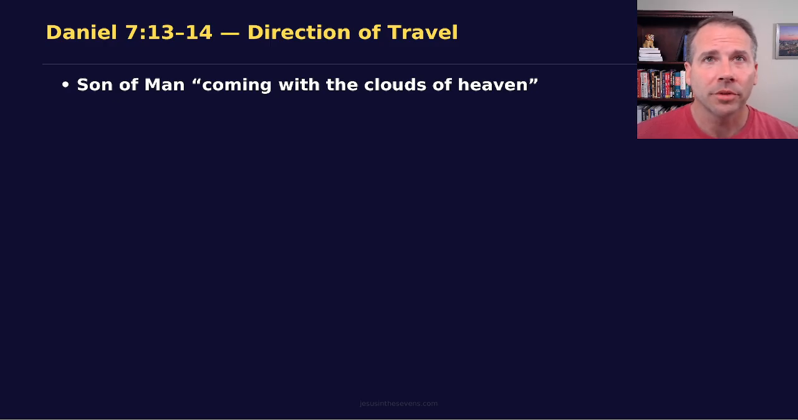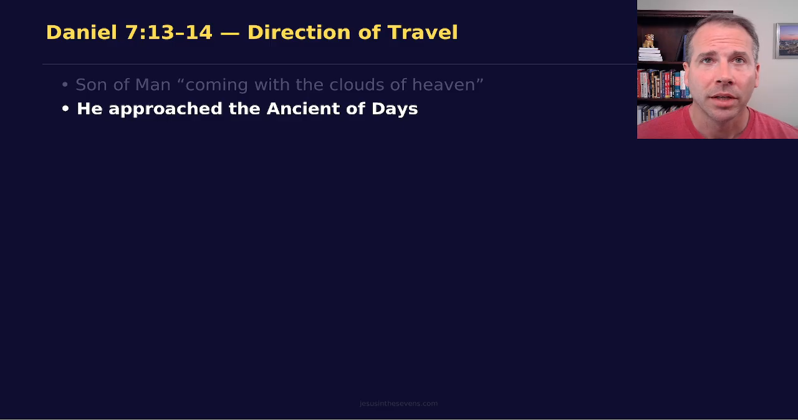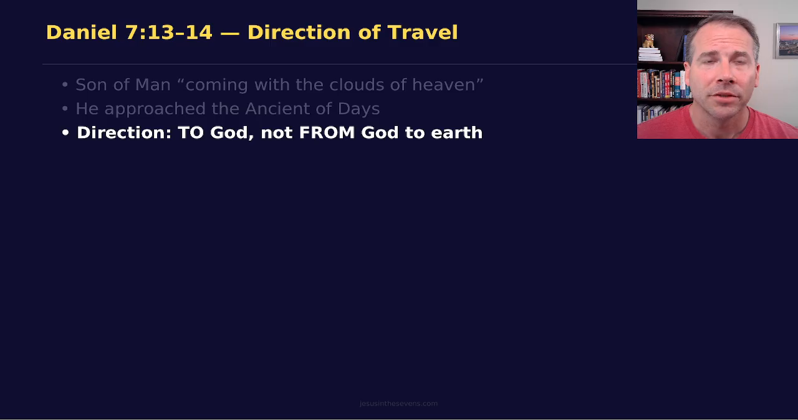Going back to Daniel chapter 7, we can think about the direction of travel. The Son of Man there comes with the clouds of heaven. But where is he coming to? He is coming to heaven. He's approaching the Ancient of Days. The direction is to God, not from God to earth. So that again, and Daniel is related to Revelation.